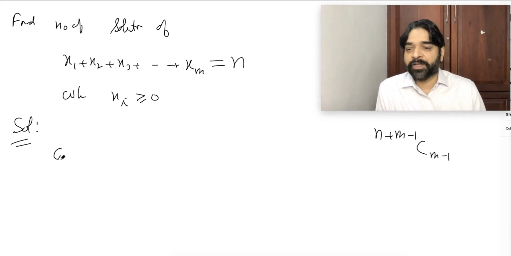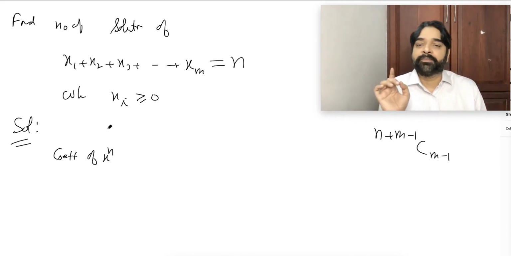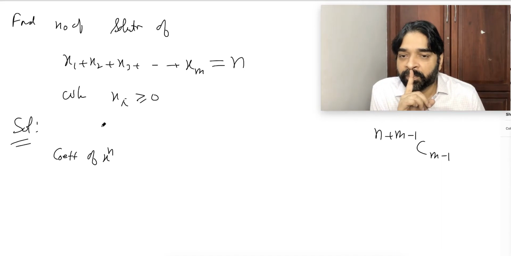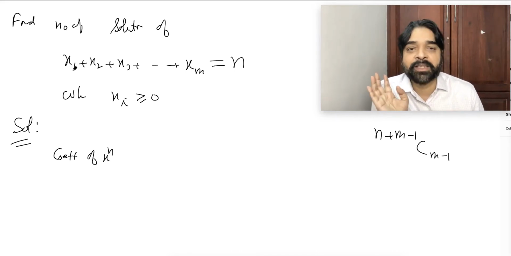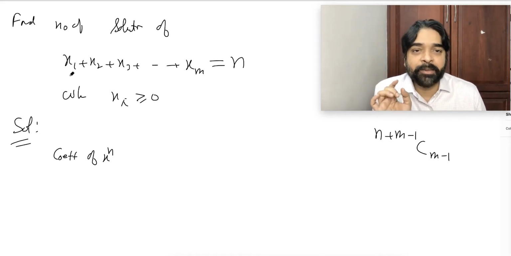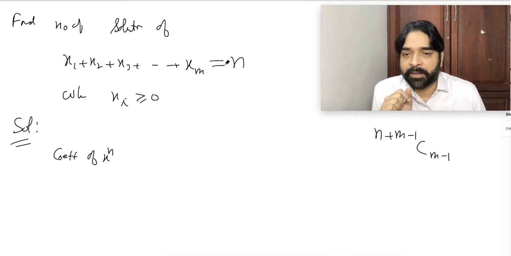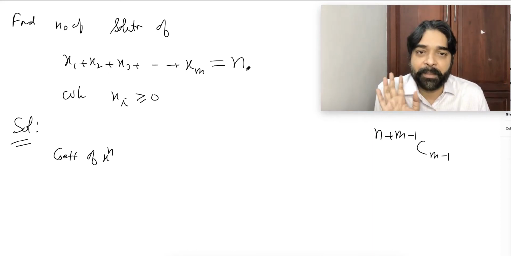So I will say coefficient of x power n, because I want n number of x. This says that I can give you, there is a slight problem. This can give you how many x? It can give you 0x, or 1x, or 2x. Up to what x can it give you? All the n. The sum has to be n.